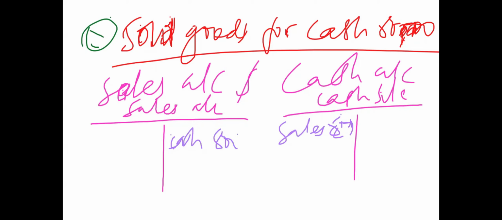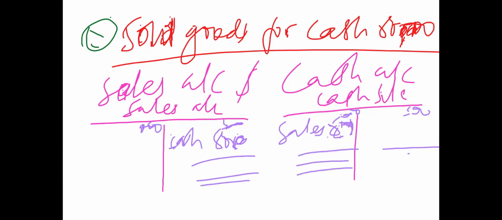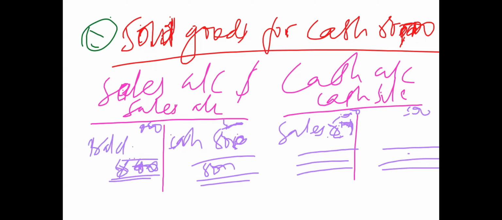Cash 800,000, but not forgetting to put the currency sign. Don't forget to put the currency. So we close off this account. So this is going to be 800. Even here it is 800. So the balance carried down will be 800. Then the balance brought down here will be 800.